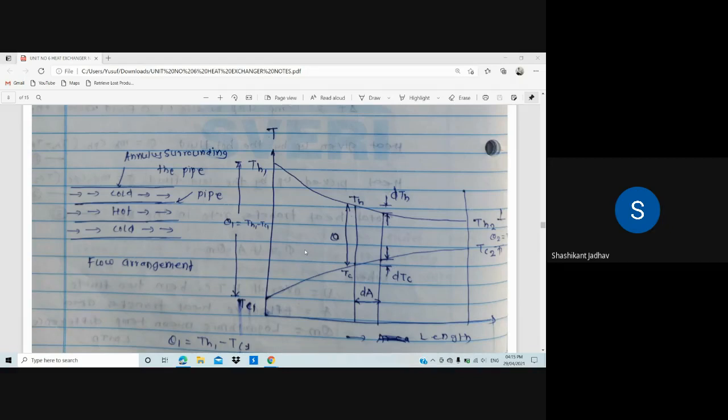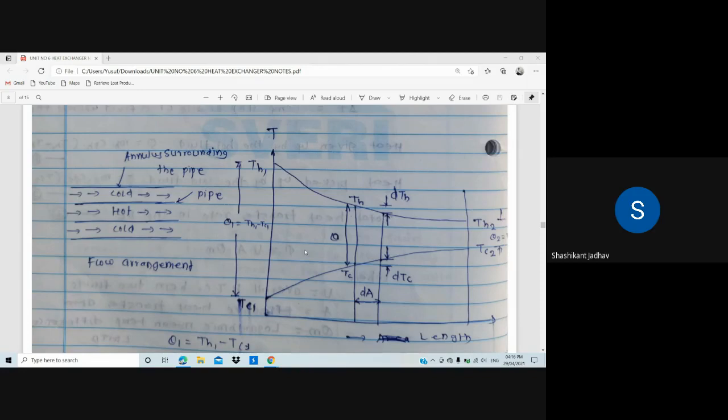That is the constructional diagram and the graphical diagram. What will be in the construction diagram? We already know what is in a parallel flow heat exchanger: there is a pipe of hot fluid, and at its periphery there is another pipe through which cold fluid is moving, and the direction of hot fluid and cold fluid is the same.